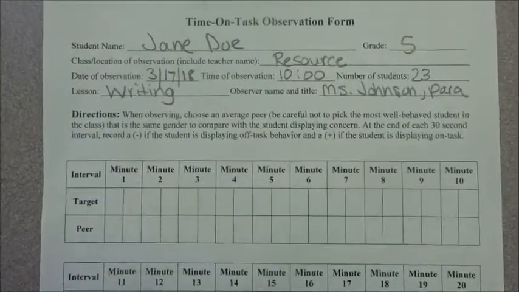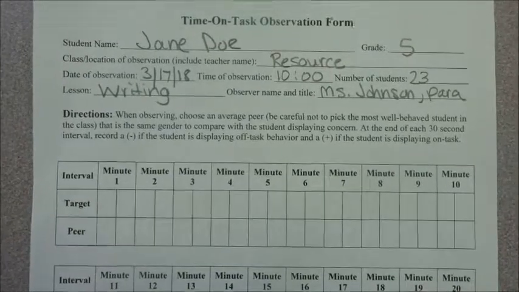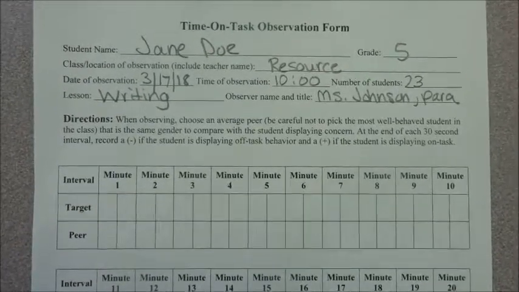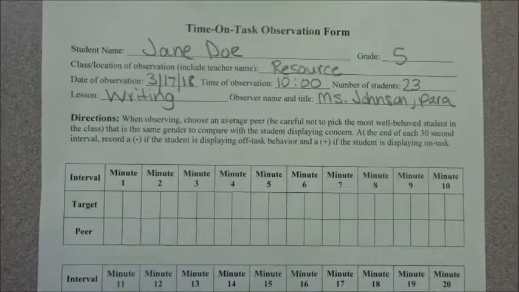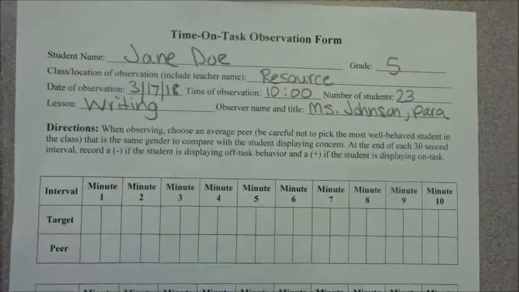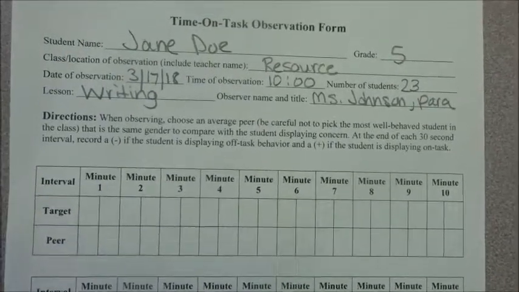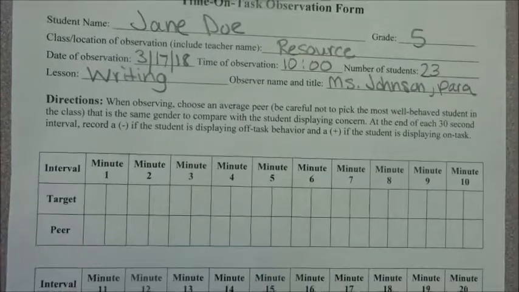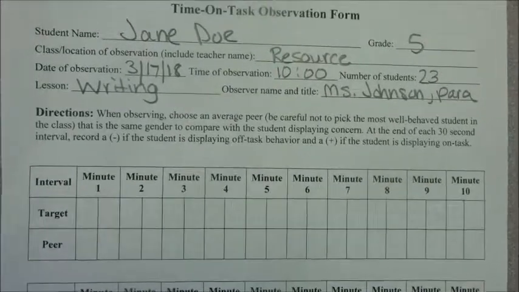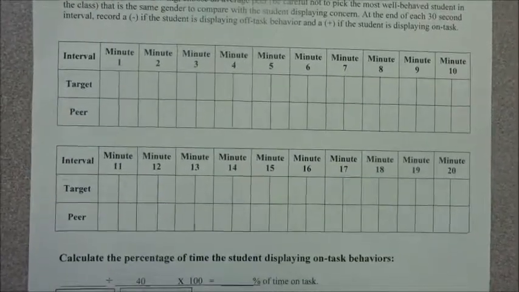When taking data on time on task for students, you're going to need a few supplies. First, you need a time on task observation form, which you can get from your lead teacher. They look like this. You will write the student's name at the top, what grade they're in, what environment you're taking the data in, the date, the time, how many students are in the room, the subject that they're working on, and your name. You'll take the data down here, and we'll talk about that in just a moment.